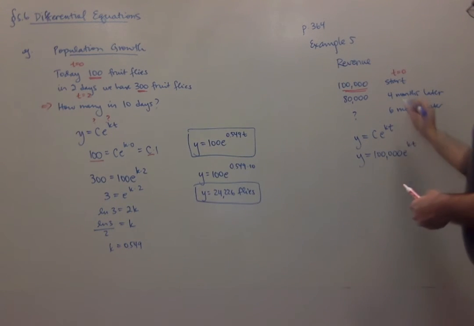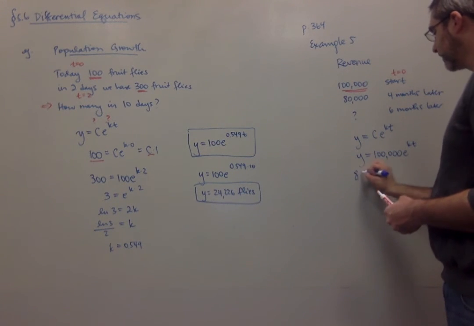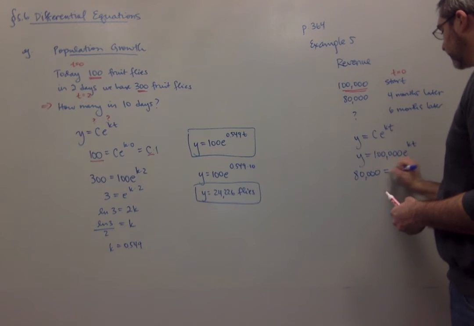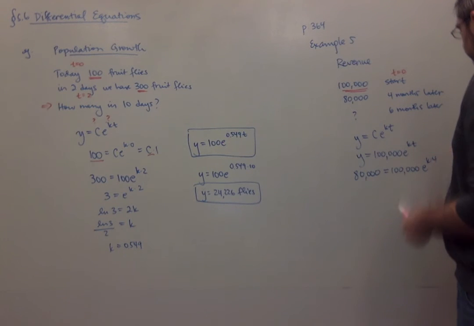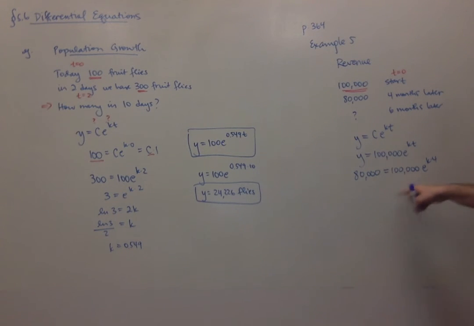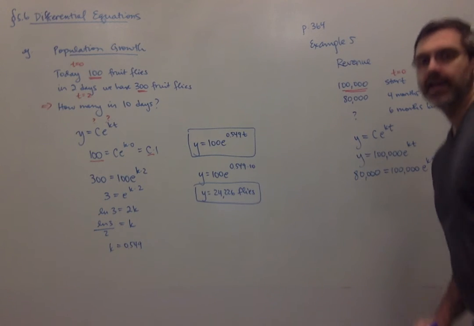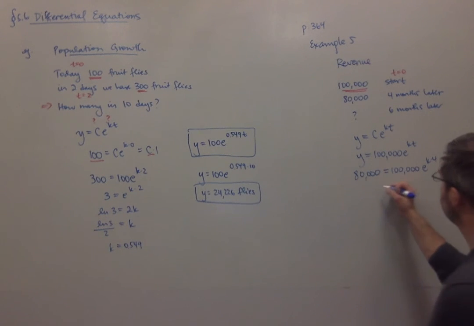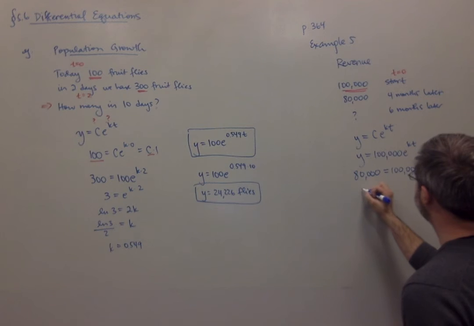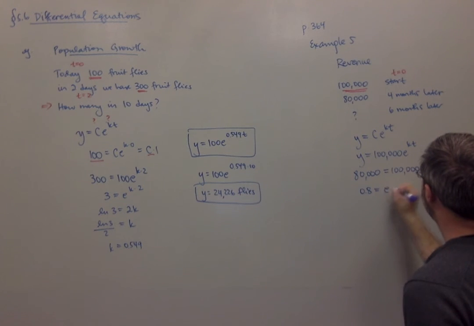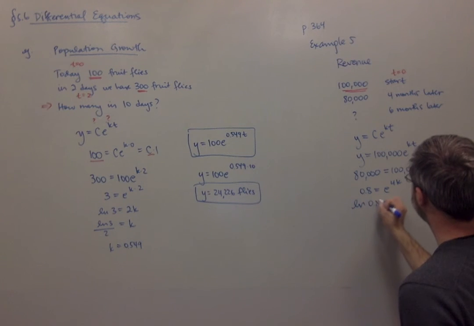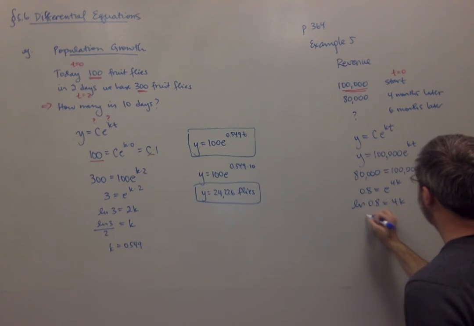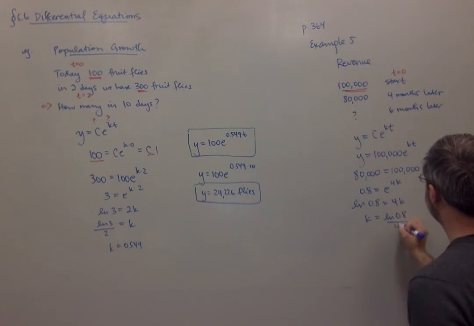And then 4 months later, the sales had declined to 80,000. So when t is 4, that's 80,000. So let's solve for k and see what we get here. If I divide by 100,000, I get 0.8 equals e to the 4k. So then we'll take the natural log of both sides and divide. So k is the natural log of 0.8 over 4.